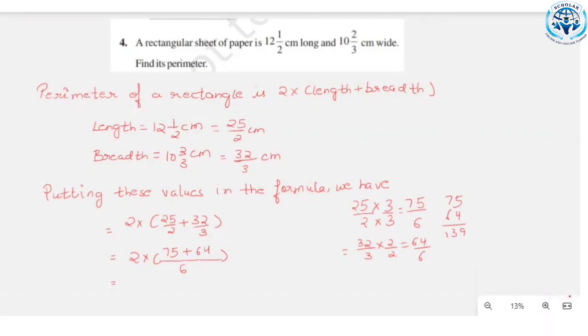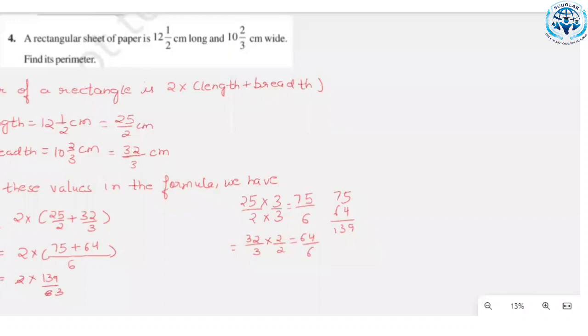After converting into equivalent fractions, we get 75 by 6 and 64 by 6. We will add these two like fractions and get 139 by 6. After multiplying with 2, we will get the final answer as 139 by 3. We will convert this improper fraction into a mixed fraction now. The perimeter is 46 1 by 3 centimeter.